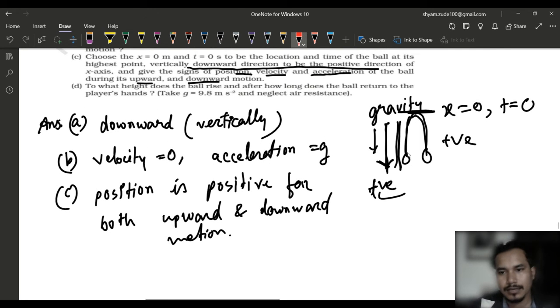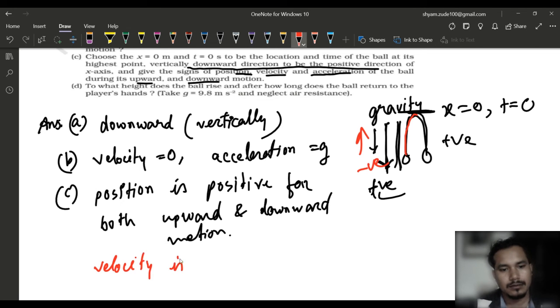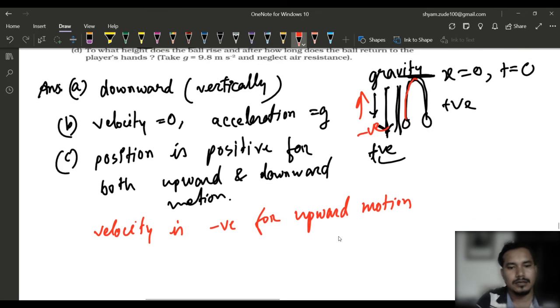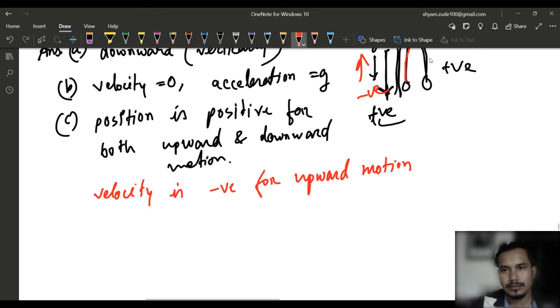Next, what about the velocity? For the upward motion, the velocity direction is in the upward direction, and upward direction is negative. So velocity is negative for upward motion, and positive for downward motion. For downward motion, velocity is downward, and this downward direction is positive. So velocity is positive for downward motion.